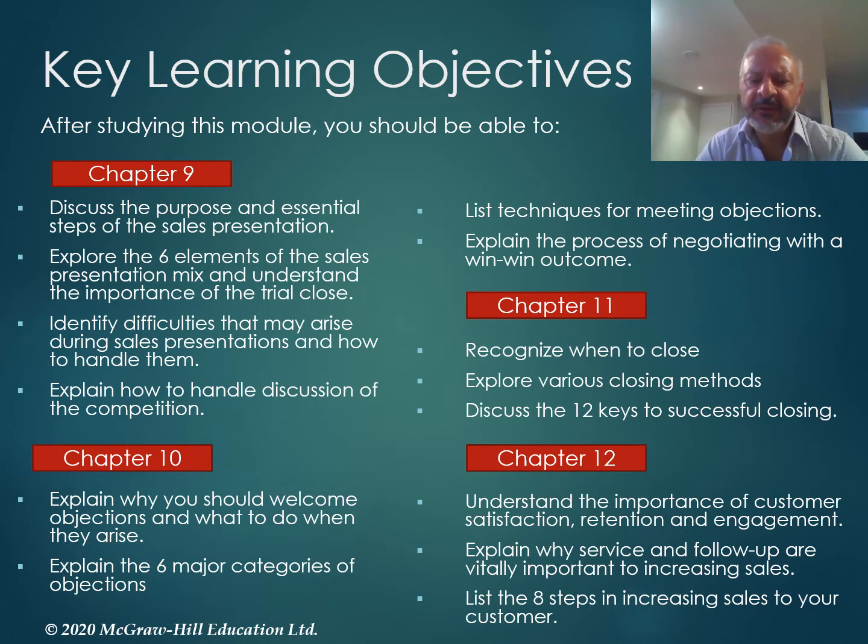Chapter 10, some of the key learning objectives there are as follows. We want to be able to explain why you should welcome objections, essentially what they are, and what to do about them when they arise. So we're going to see that we first have to recognize what an objection is. What are the sources of these objections? And then when they do arise, what do we do about them?